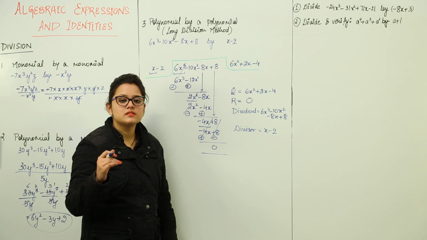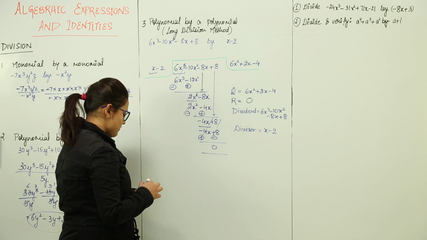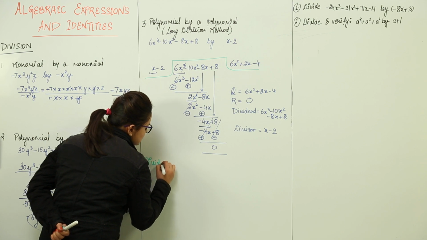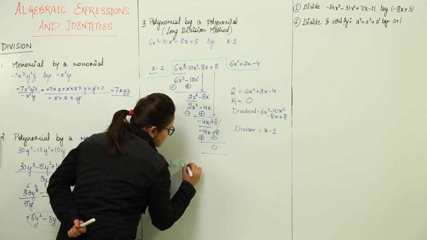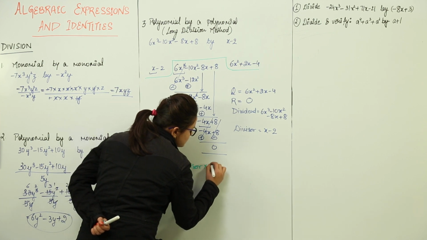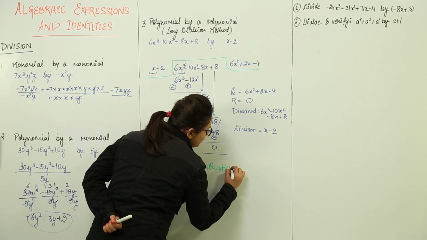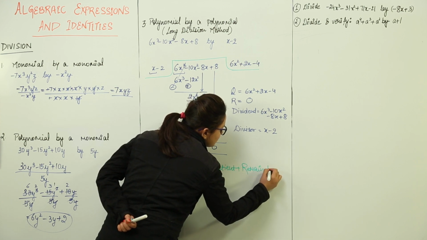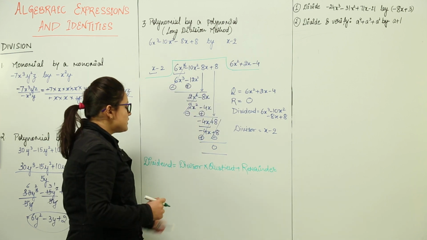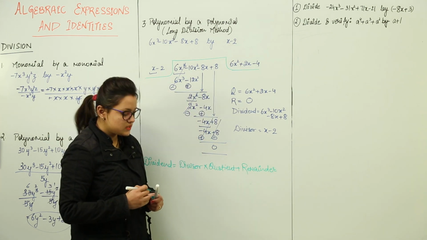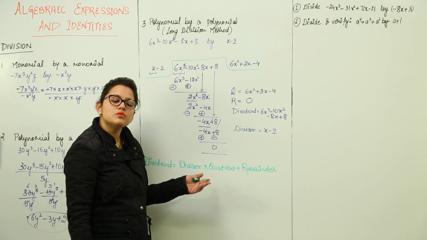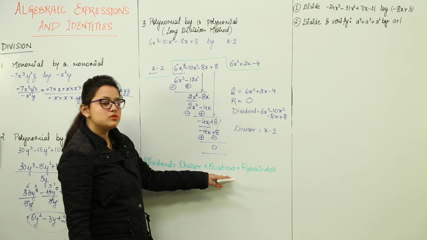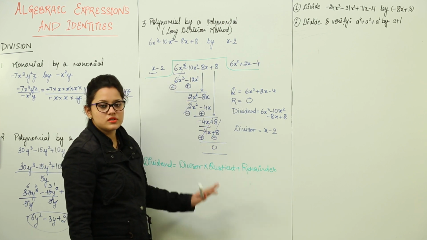In your earlier classes, you must have done a verification theorem that was like this. Dividend is equal to divisor into quotient plus remainder. Yes, you have done this in your previous classes. It's okay, even if you don't remember, we are going to revise it over here. This theorem is true for all the divisions that we do. Like all the numbers that we use to divide, it was true for them also, and it is going to be satisfied for the polynomial division that we do.